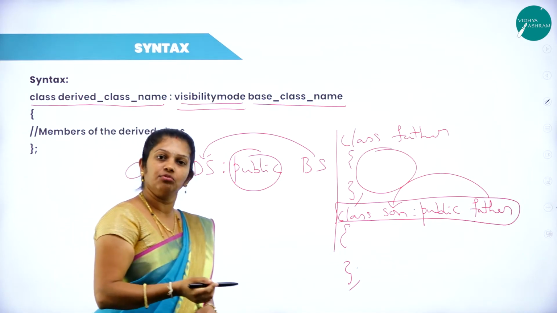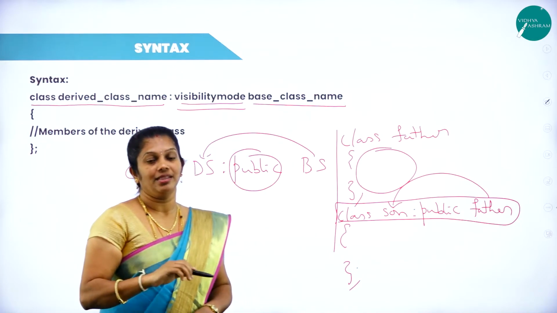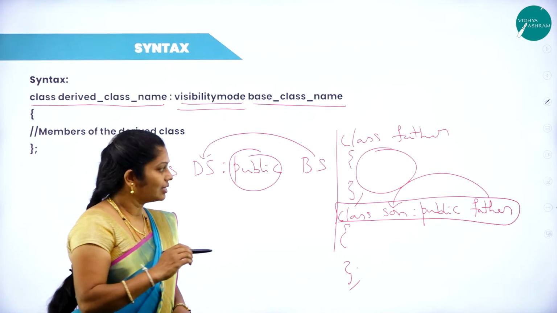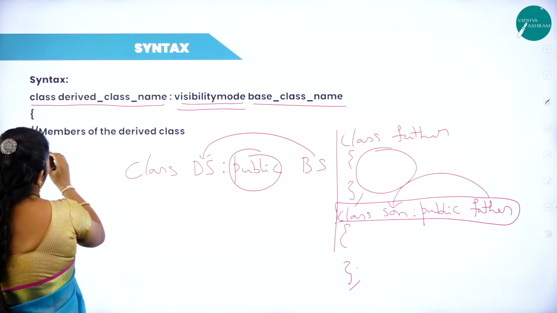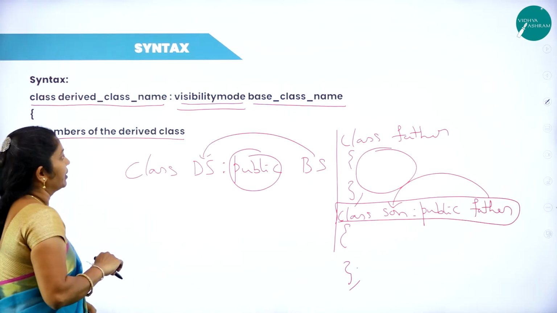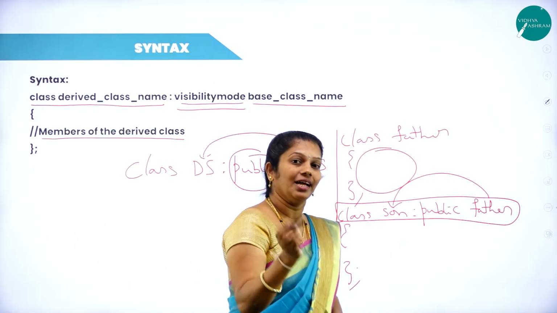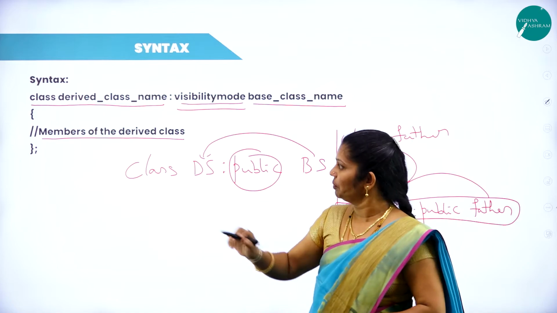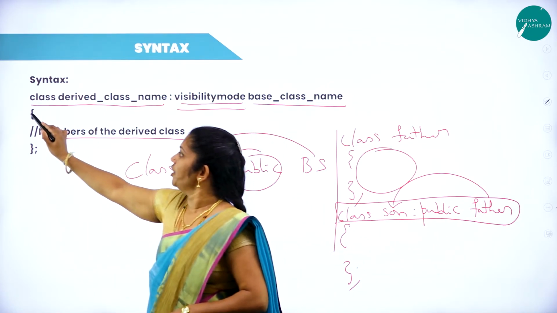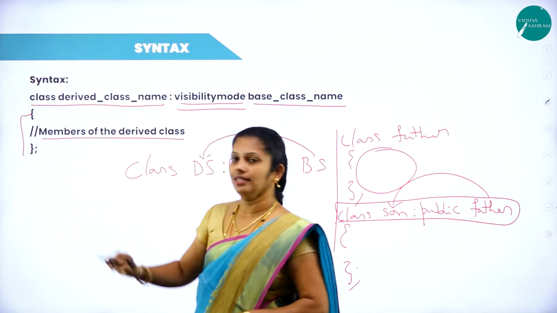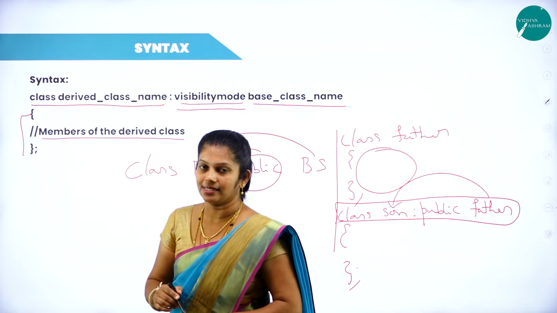From that, time consumption is reduced, memory consumption is reduced, it is easy to maintain, easy to debug, and the code can be reused here. This is the general syntax. Here inside the bracket you have to write the member functions, especially the member functions under the derived class. That function you have to mention. Then after that you have to close this class. That means here we have opened the class and then here we are closing. This is the general syntax to represent inheritance.